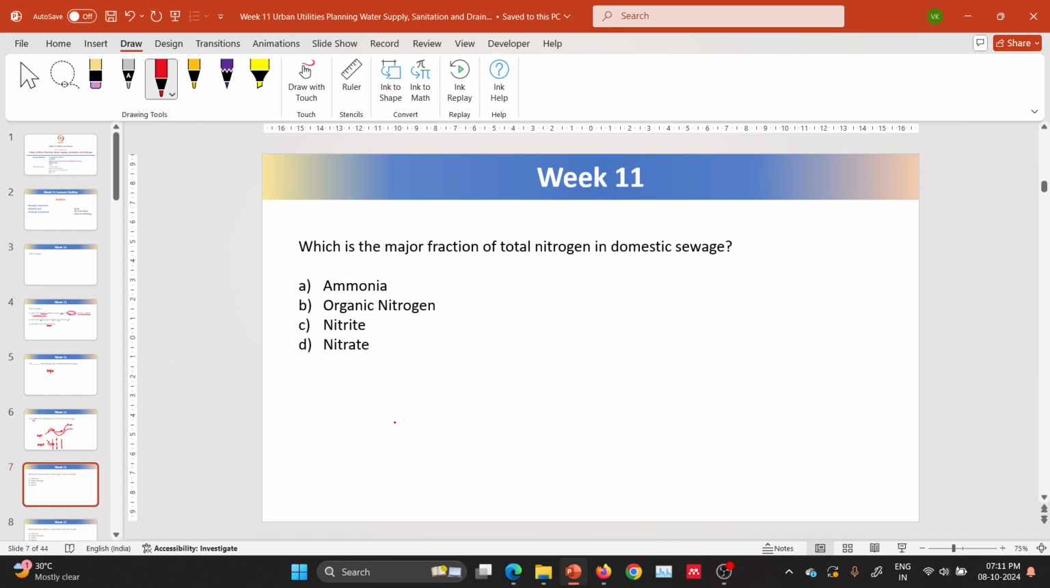What is the major fraction of total nitrogen in domestic sewage? This is ammonia. Next.